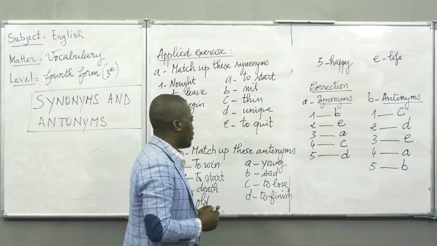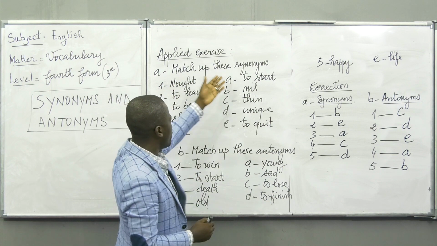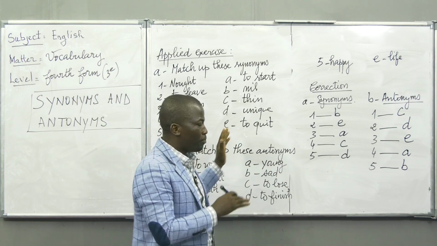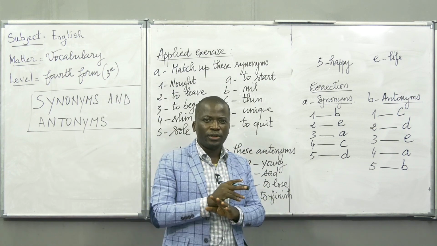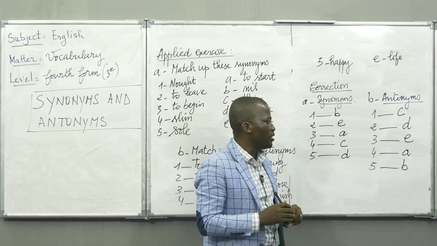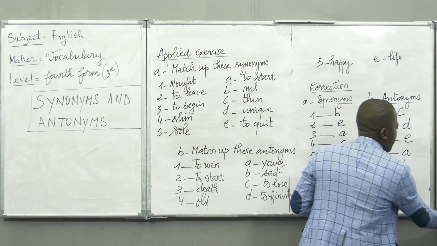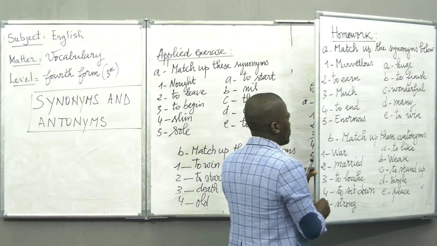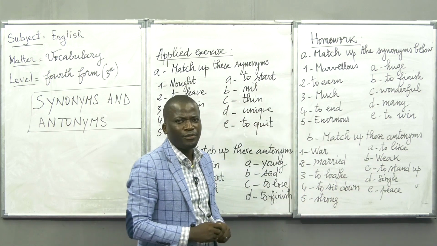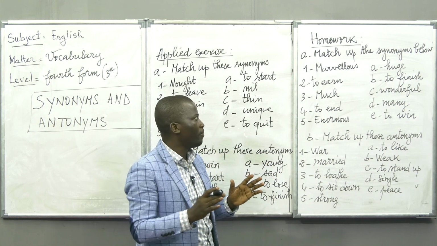Okay. Now this is the end of our applied exercise class about synonyms and antonyms. But as it's the end of the lesson, before winding up, we have first to give you homework. Now let me give you the homework. Now, you have to do the same thing, but alone now. Not together with the teacher, but you do it alone.